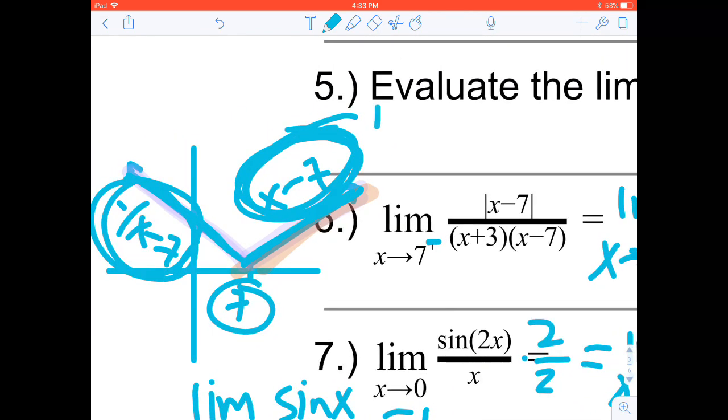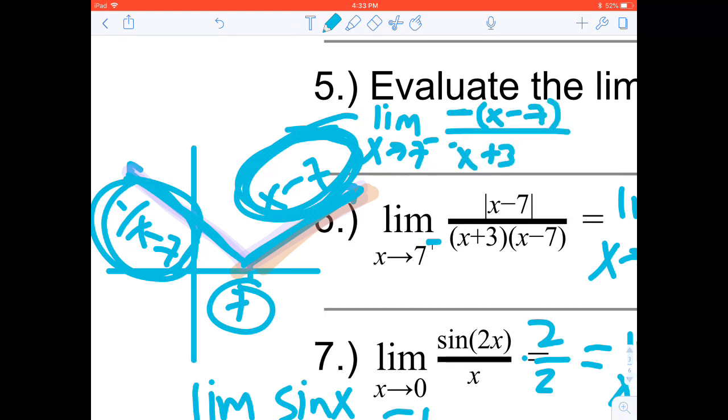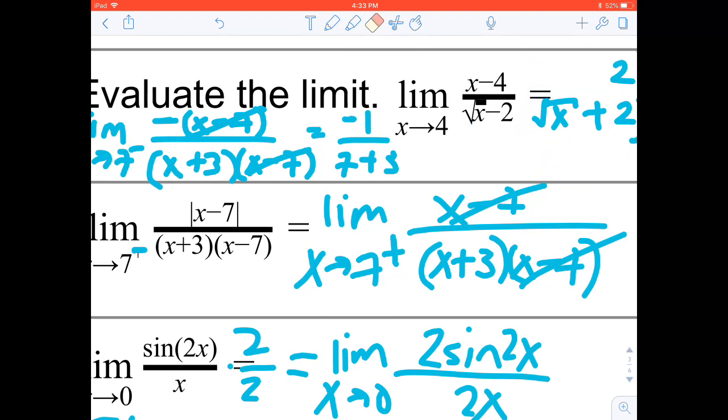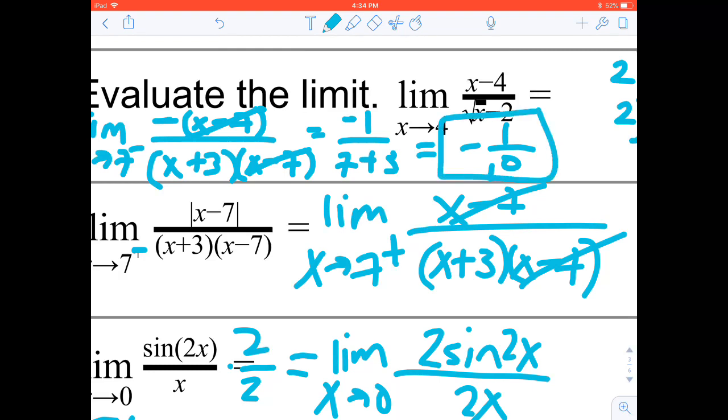So this would be rewritten as the limit as x goes to 7 from the left of negative x minus 7 over x plus 3 times x minus 7. Then those are going to cancel out, leaving you with negative 1 over x plus 3, and I'll plug in the 7. And that'll give me negative 1 over 10. So that's what you would do if it was the left side.